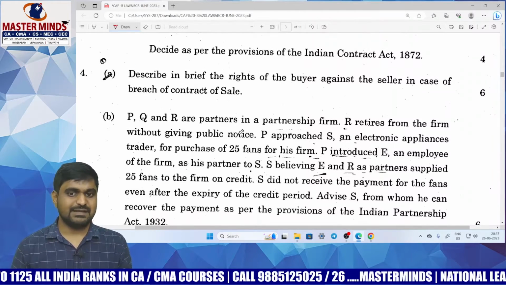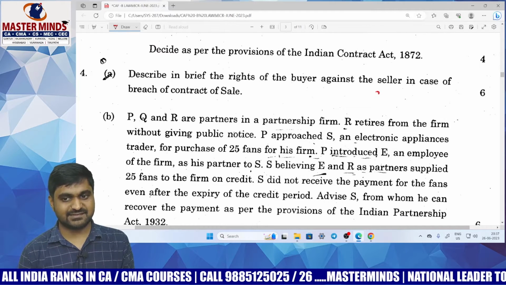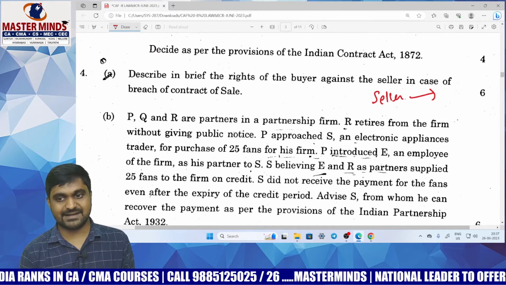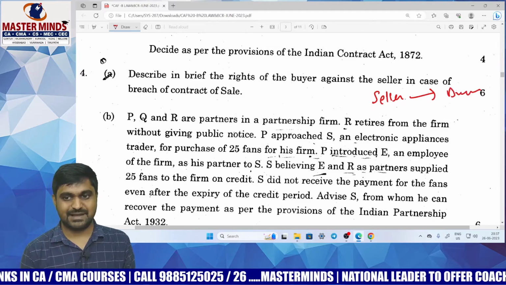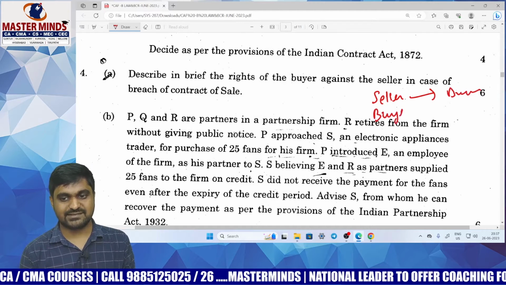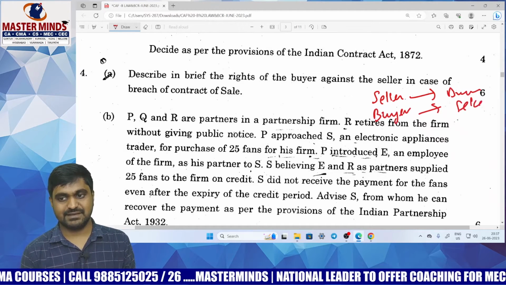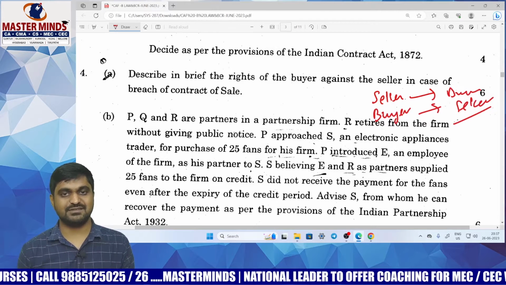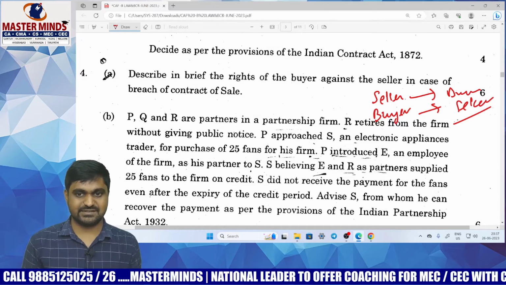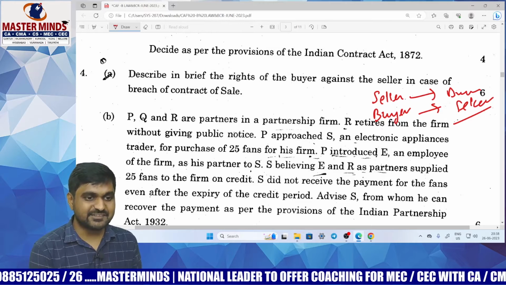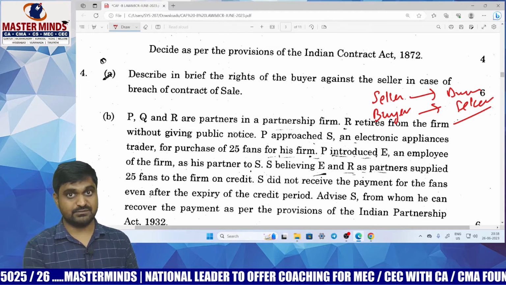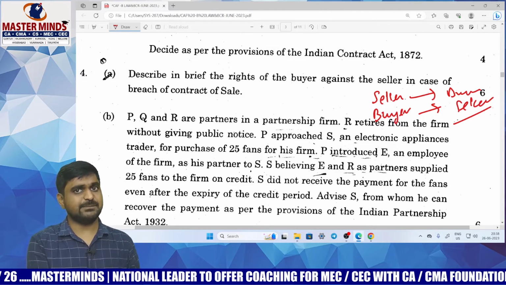Next one. Every time ICAI asks about the rights of an unpaid seller against the buyer. Now this time ICAI has changed its approach. Now it asks the rights of the buyer against the seller in case the seller fails to deliver the goods. So that is the answer we need to write here. Some unexpected question. Yes, it is an A category only, and it is already covered in a previous RTP also, I think 1 RTP.